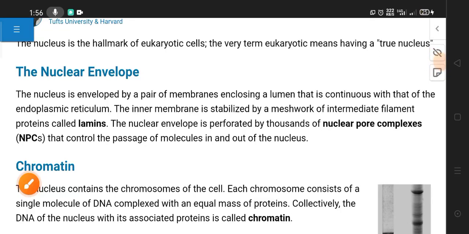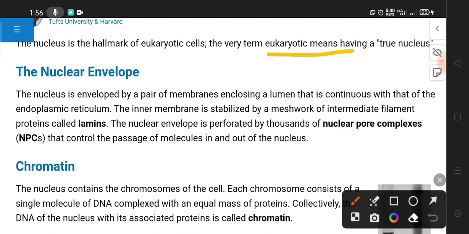The nucleus is the hallmark of the eukaryotic cell. The very term eukaryotic means having a true nucleus. Because in prokaryotes a true nucleus is not present, there is only chromosome, a thread-like material, in prokaryotes.